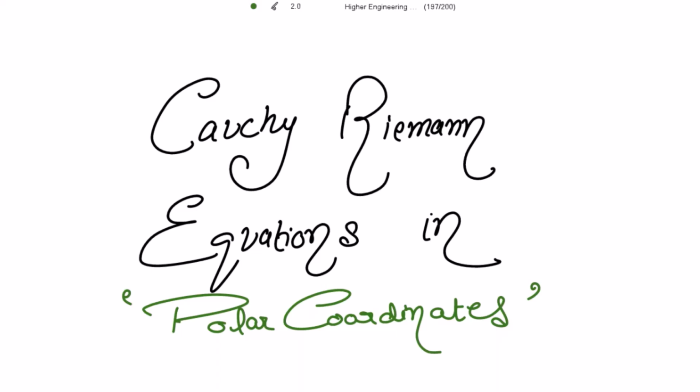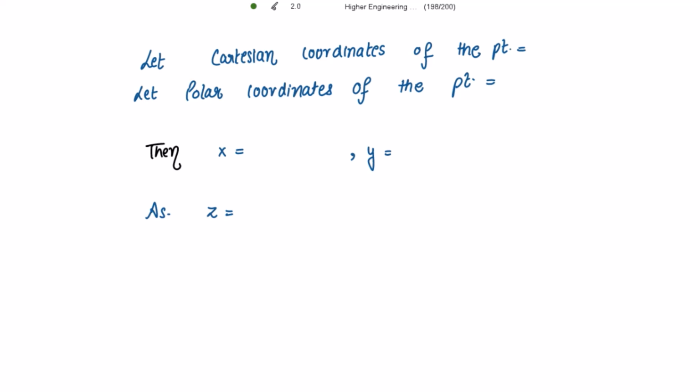Getting the Cauchy Riemann equations in polar coordinates: if I take a point, then writing the Cartesian coordinates of that point to be x, y, and the polar coordinates of the point to be r, theta, right? Now writing x, y in polar coordinates, we write x to be r cos of theta and y to be r sine of theta.